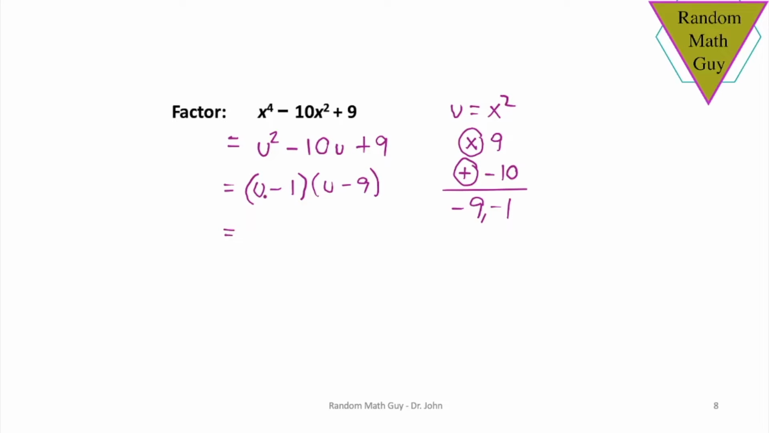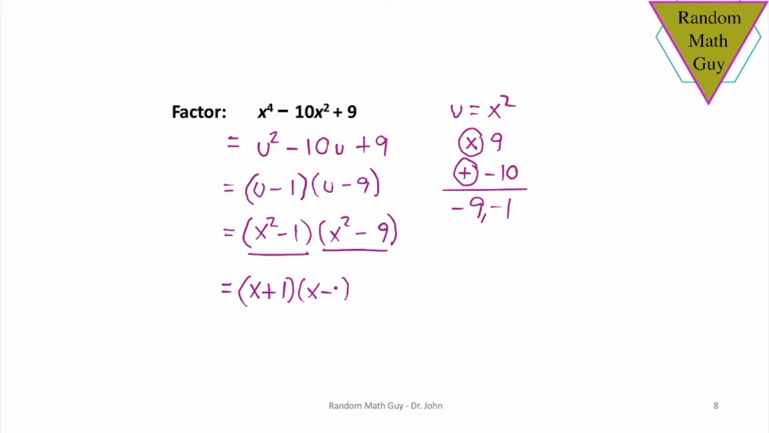Okay, u is artificial. We got to go back to x. So this is really x squared minus 1 and x squared minus 9. Oh, look at that. Difference of squares, difference of squares. If you don't remember difference of squares, you got to go back to that video. It's in my playlist on factoring. So here we go. Let's take each of those differences of squares and factor them. So that's x plus 1, x minus 1.